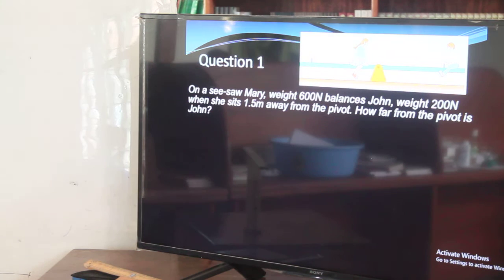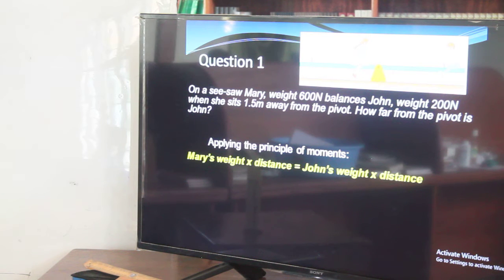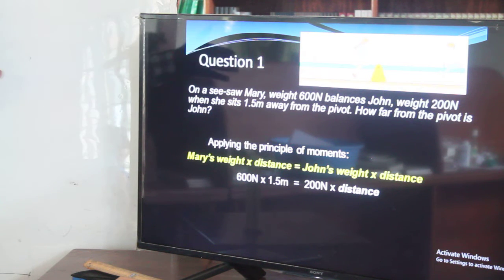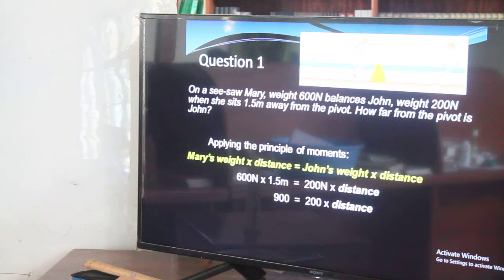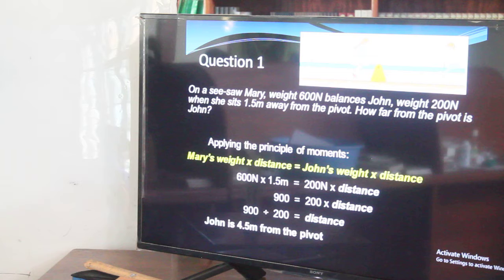If you apply the principle of moments, then Mary's weight multiplied by the distance equals John's weight multiplied by the distance. 600 newtons multiplied by 1.5 meters equals 200 newtons multiplied by that distance, which we don't know. So 900 equals 200 times D. Let's divide by 200, and we get a distance of 4.5.